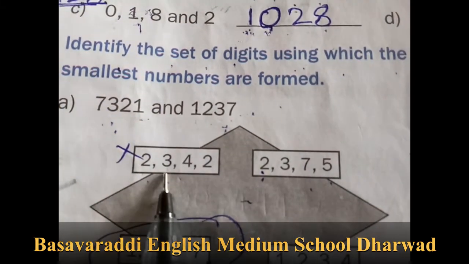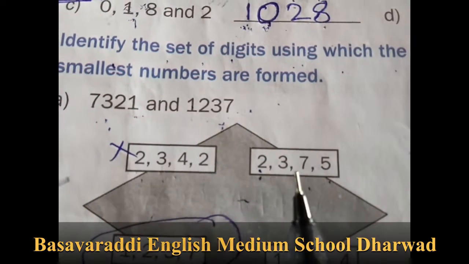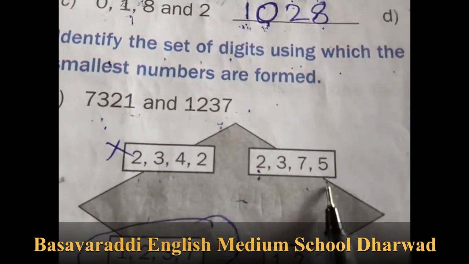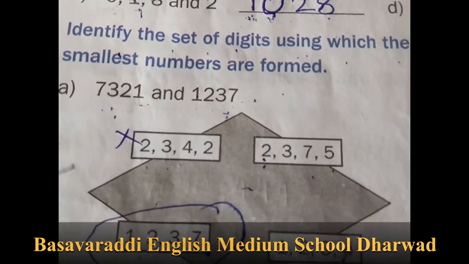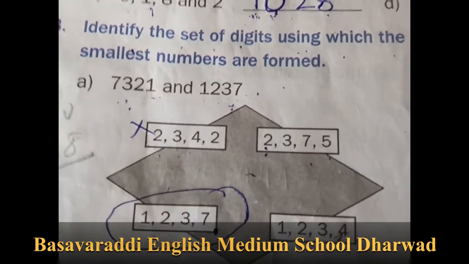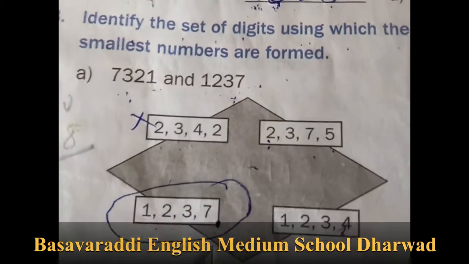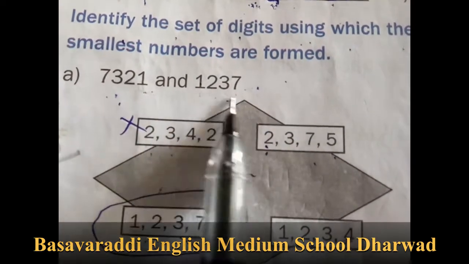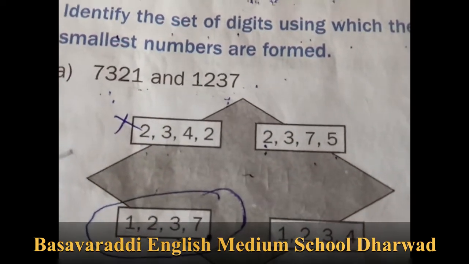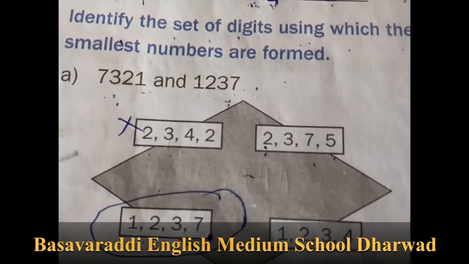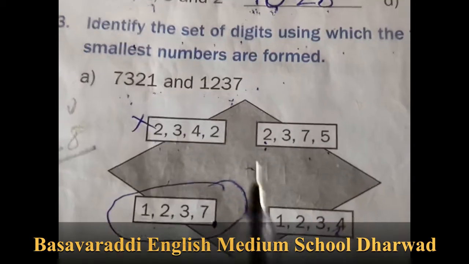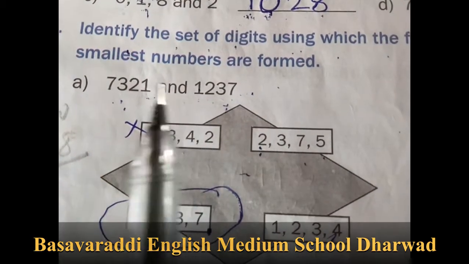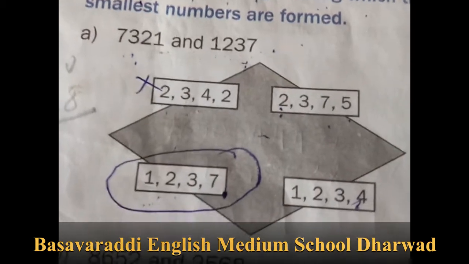And 2, 3, 7, 5. 5 is also not there, so this is also not correct. And 1, 2, 3 and 7, it is there. 1, 2, 3, 7 that is smallest. So it is correct. You have to circle this one, and the last one is also wrong. That is 1, 2, 3, 4. So we have to identify these digits.